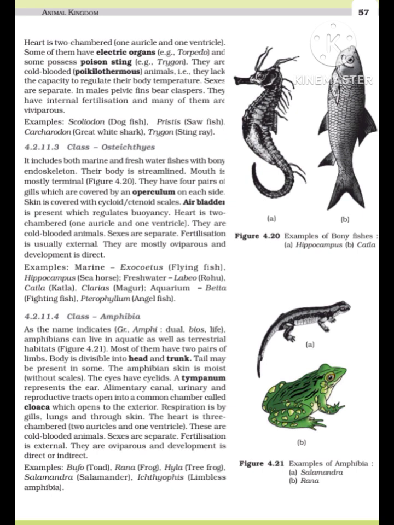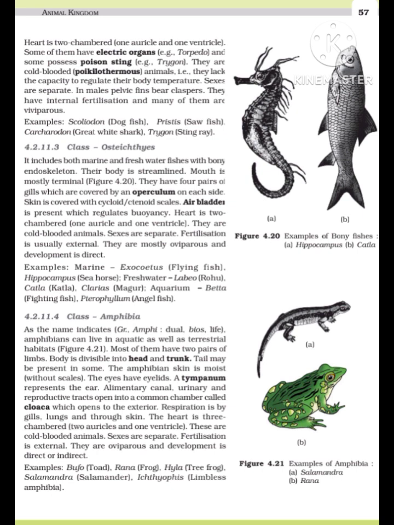Figure 4.20 Examples of bony fishes: A. Hippocampus, B. Catla. Examples: marine, Exocoetus, flying fish, Hippocampus, seahorse; freshwater, Labeo, rohu, Catla, Clarias, magur; aquarium, Betta, fighting fish, Pterophyllum, angelfish.